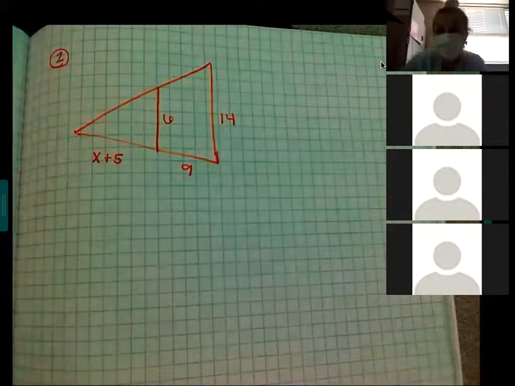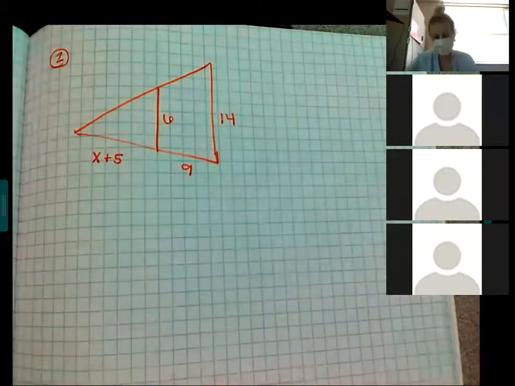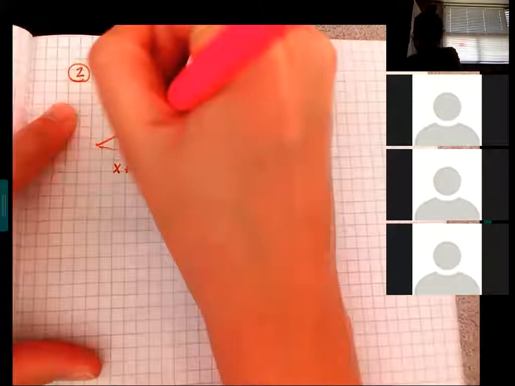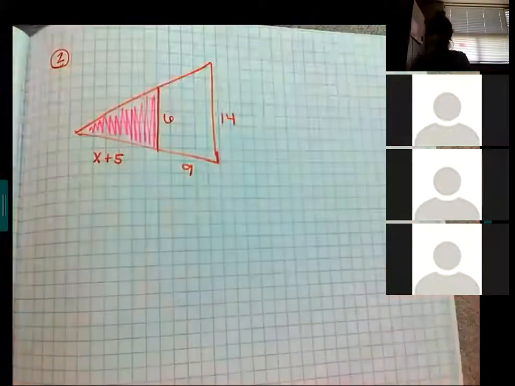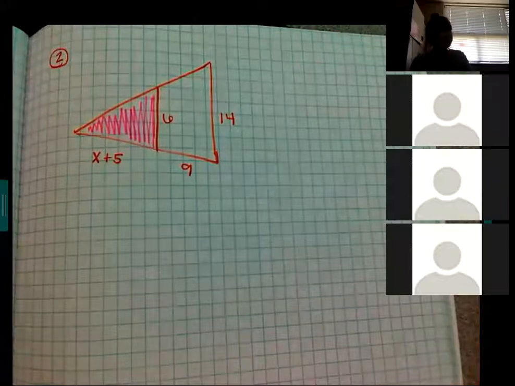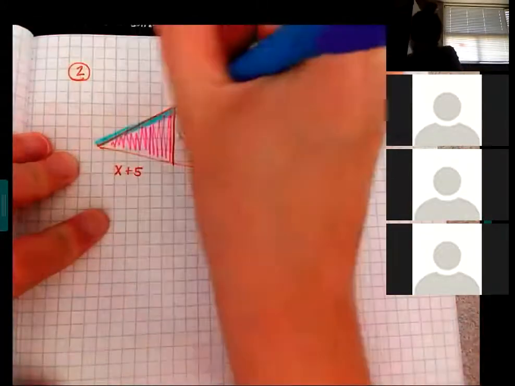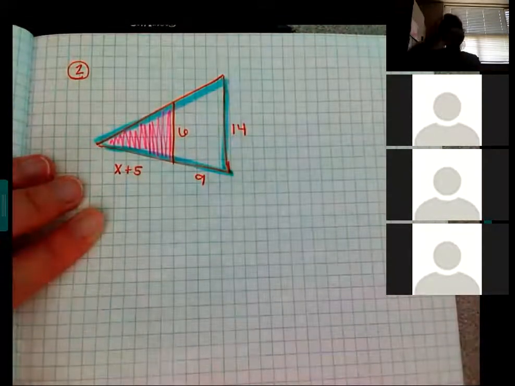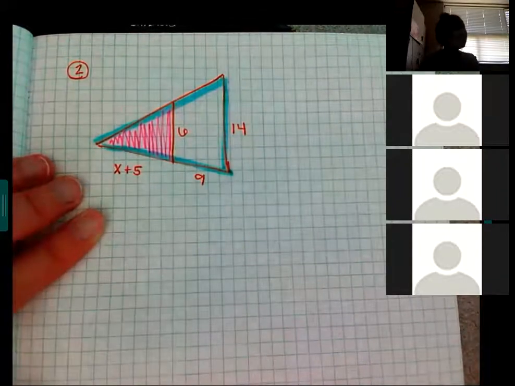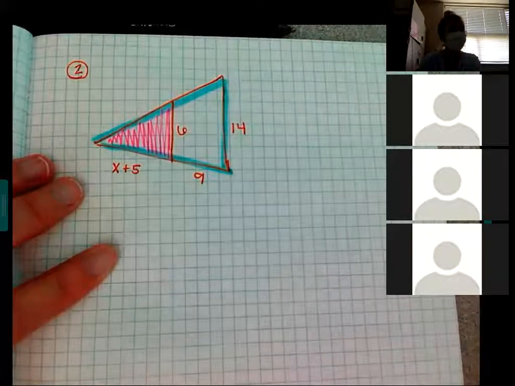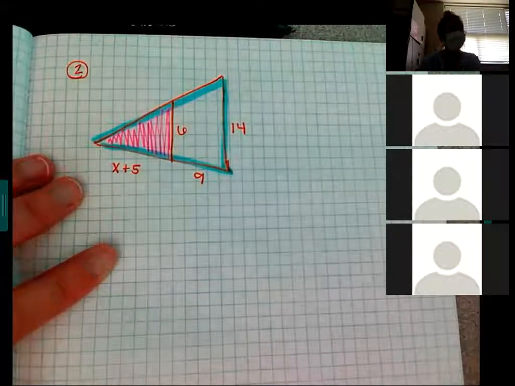Maybe some of them are looking at this a little weird, so I want to make sure we understand what two triangles I'm talking about. The little pink triangle is similar, which means it's the same shape, just a different size, right? To the big blue one. Does that help some of you that were looking at it funny? The little pink one is similar to the entire big blue one. They're the same shape, just different sizes.